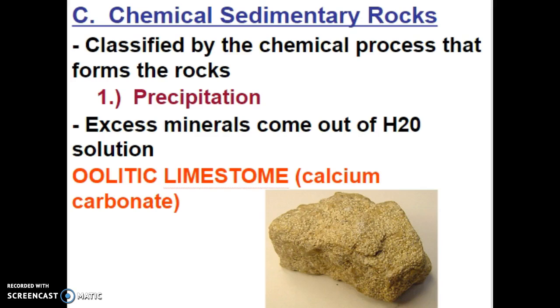A good example of a precipitate chemical sedimentary rock is what we call oolitic limestone. Oolitic, the prefix OO in Latin means egg. If you look at oolitic limestone, it kind of looks like a bunch of weird, hard little fish eggs that have been all compacted and cemented together. Oolitic limestone is when there's too much calcium carbonate in the water, and that comes out and precipitates to form oolitic limestone.